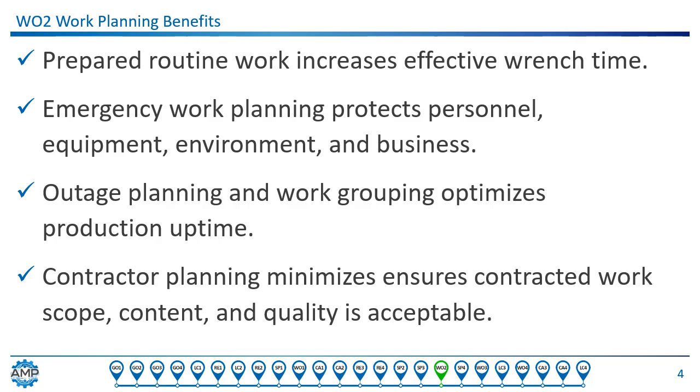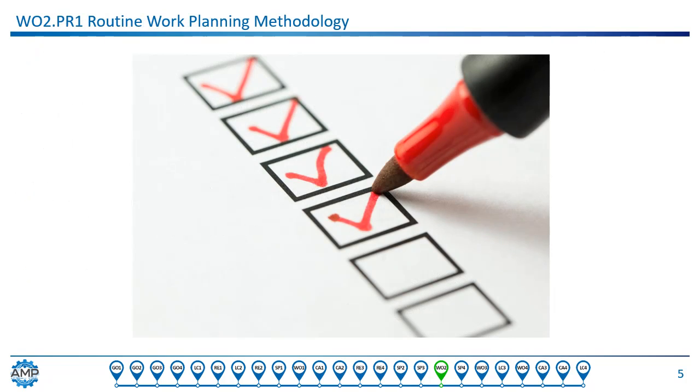The idea is to prepare all work for execution by identifying the necessary resources, the priority of the work, the operational status, and using that information as an input into work scheduling. Our first process in work planning is routine work planning.